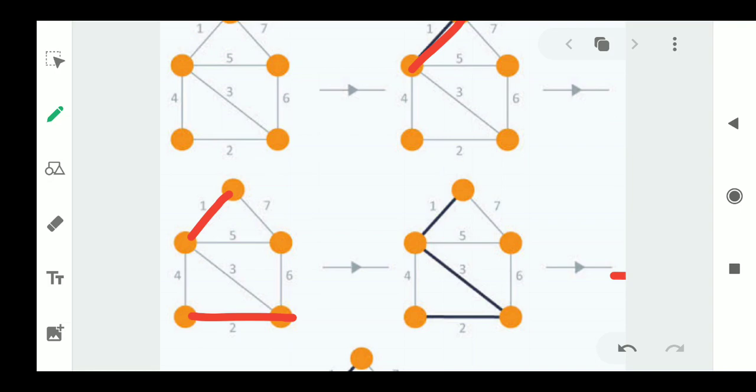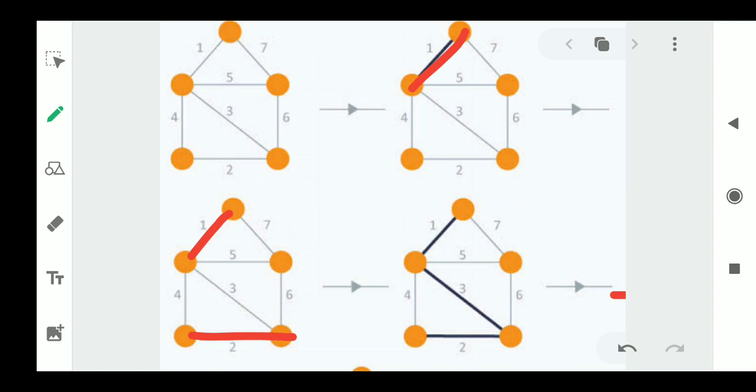And I have preferred that 2. Now you see which one is the next least cost edge in the given graph. 3 is the least cost edge. Now we will select 3 as the least cost edge. That's why this is the next step I will get.